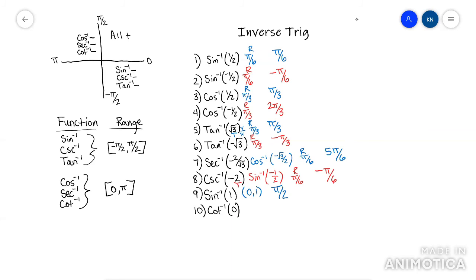Arc cotangent of 0. First of all, call it 0 over 1, and cotangent is x over y. So they're basically giving you a coordinate 0, 1. So that's up here. Same spot as last time, actually. So my answer here is pi over 2.